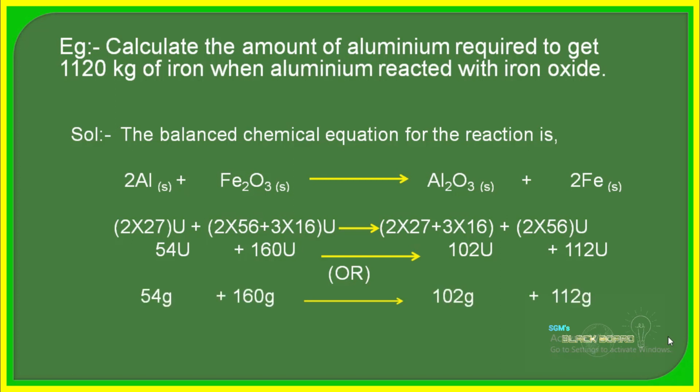We can also state all these masses in grams. That means 54 grams of aluminium reacts with 160 grams of iron oxide, giving us 102 grams of aluminum oxide, and in this reaction 112 grams of iron is produced. Here we need to calculate the amount of aluminum required to get 1120 kg of iron. So now compare aluminum and iron masses. Here 54 grams of aluminum takes part in the reaction to get 112 grams of iron.